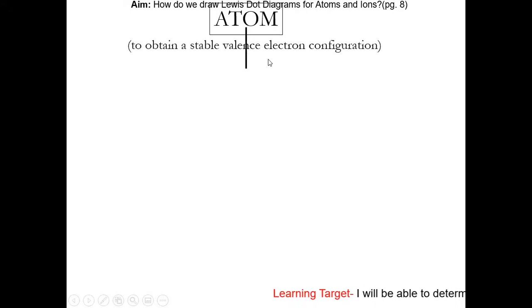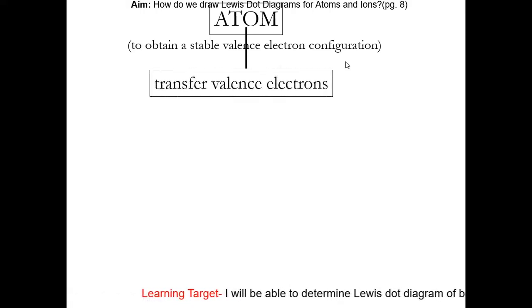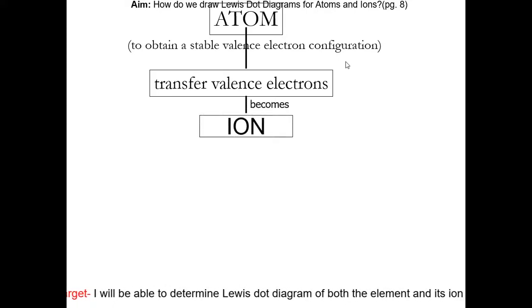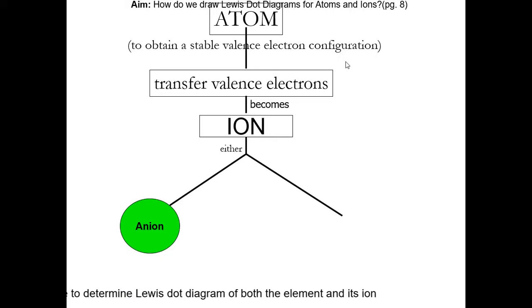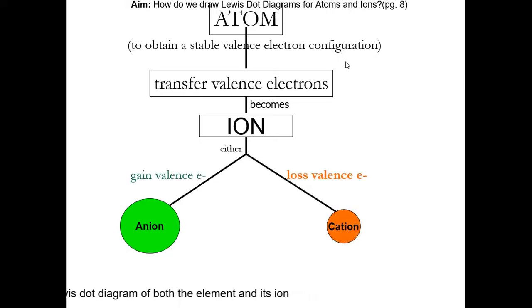Now I'm going to compare atoms and ions. Atoms will bond to obtain a stable valence electron configuration. In the context of ionic bonding, they'll transfer a valence electron. They'll either gain or lose. By doing so, they become ions. There's 2 types of ions, anions and cations. Anions are formed when the atom gains electrons, and cations are formed when the atom loses electrons.